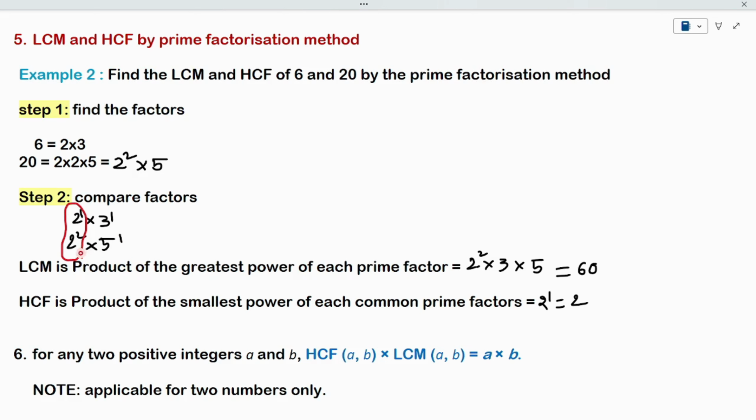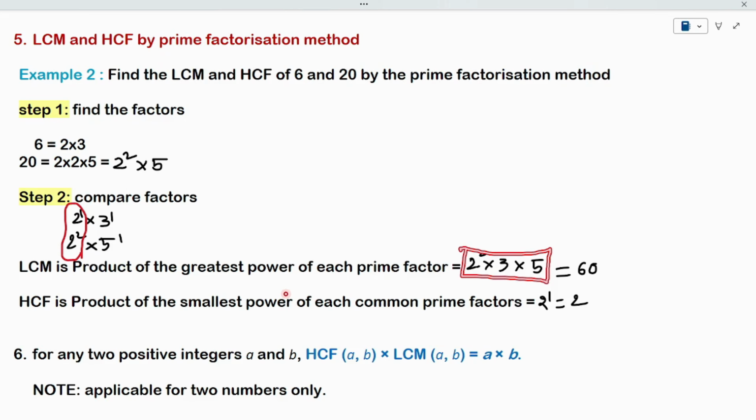2 into 3 and 2 square into 5. So these are both factors. So I am just noting down the factors of 6 as well as the factors of 20. Generally, LCM is the product of the greatest power of each prime factor. To find the LCM, simply we need to write the factors. What are the factors here? We need to write all the factors: 2, 3, 5 are all the factors. Just first write down 2, 3, 5.